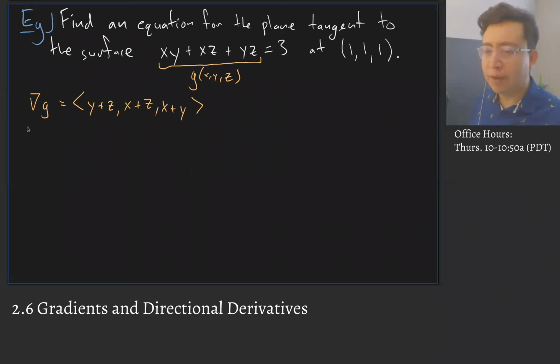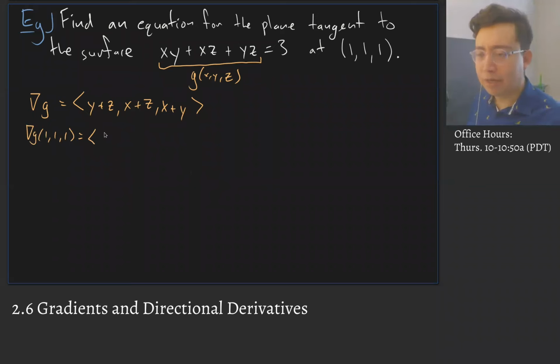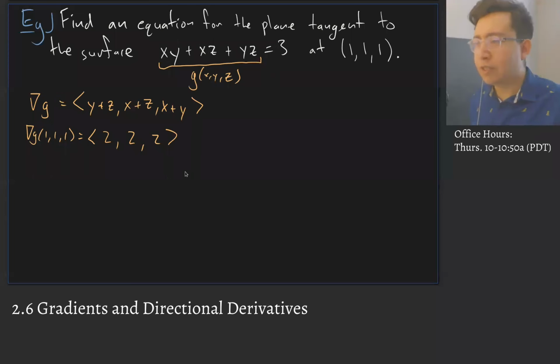Now for our normal vector, we want to plug in 1, 1, 1 here, so 1 for all of these values. This is pretty straightforward. When you plug in 1, 1, 1, you get 2, because you get 1 plus 1, and then 1 plus 1, and then 1 plus 1. So you just get straight 2s all the way across. This is giving you your normal vector.